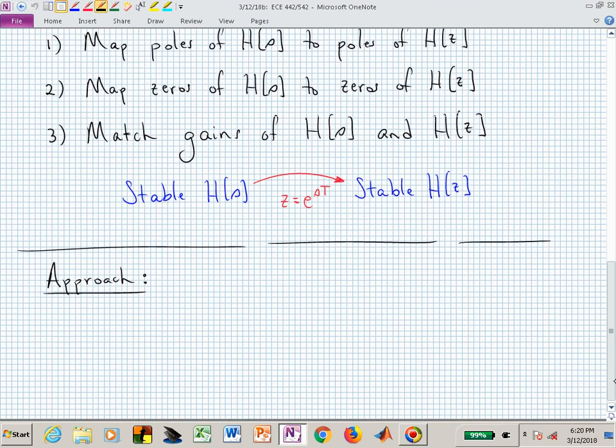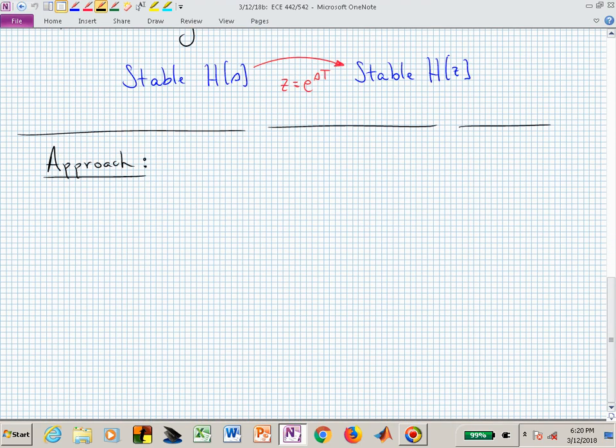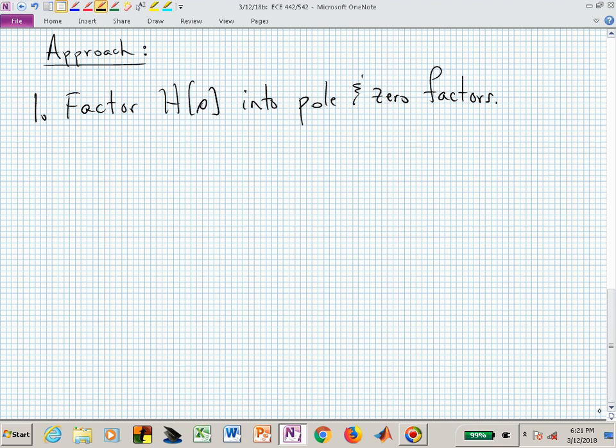Let's walk through this. Here's the approach. First, we probably want to factor capital H of S into the zero factors and pole factors so we know what we're mapping. So we factor H of S into pole and zero factors. Once it's factored, now we can start playing with mapping the poles and zeros.